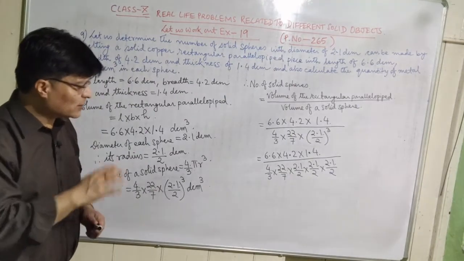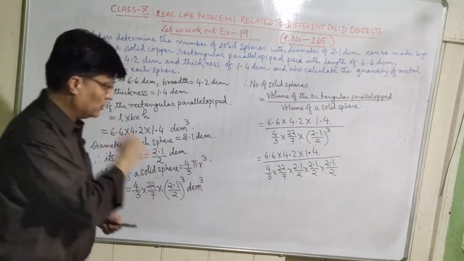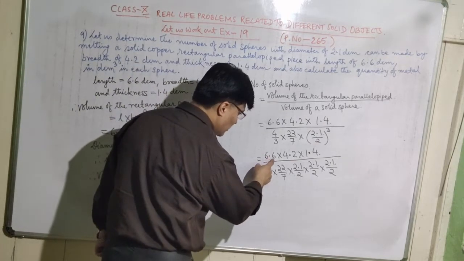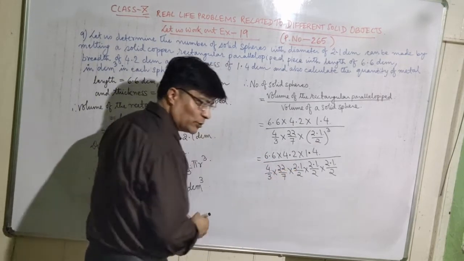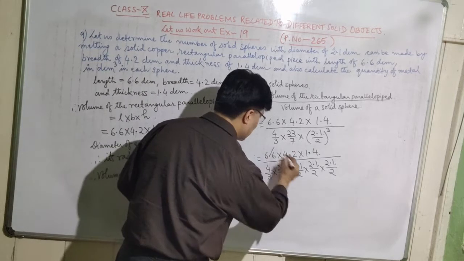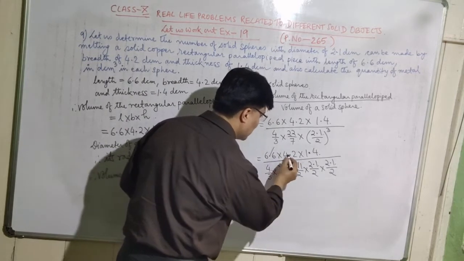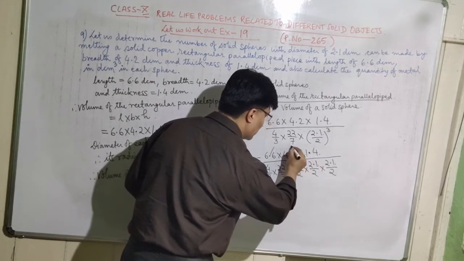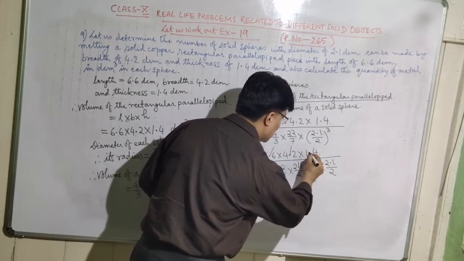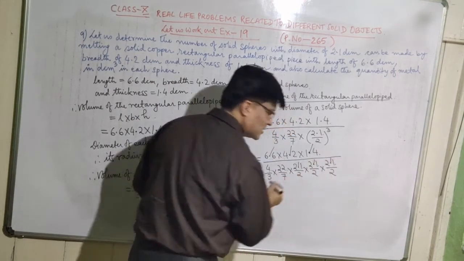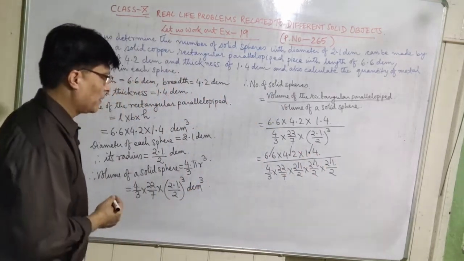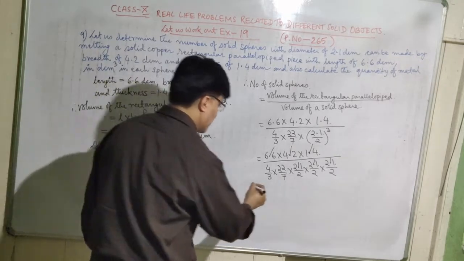So you can cancel the decimal points out here. After the decimal point there is one figure, here also after the decimal point there is one figure, so you can cancel them. Here also after the decimal point there is one figure, so this point gets cancelled. Similarly here this point gets cancelled because after the decimal point there is only one figure. Okay, so let us simplify it.